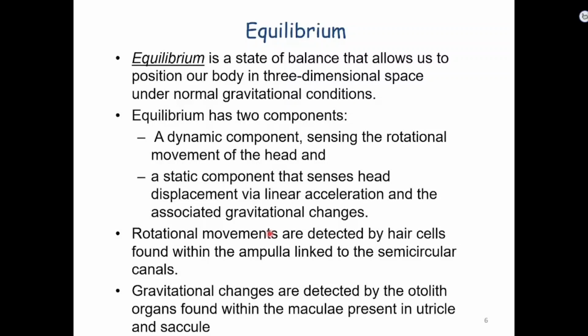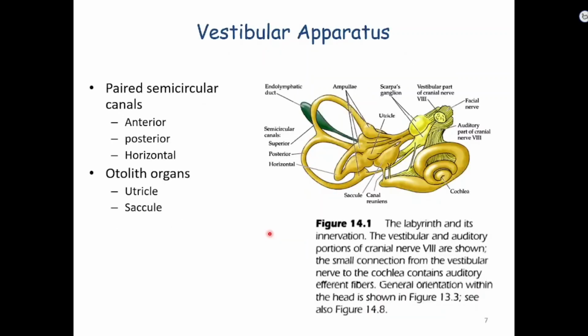Okay. So rotational movements are detected by hair cells found in the ampulla linked to the semicircular canal. Gravitational changes are detected by otoliths, organs found within the maculae present in the utricle and saccule, which work when you are static, you are not moving. Okay. So first we are going to talk about the three semicircular canals, and we can see here this is the cochlear duct, which is opening into the saccule, and the saccule is opening into the utricle, and within the utricle you can see the three semicircular canals which are opening.